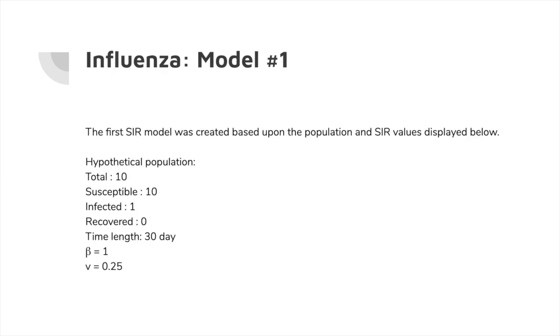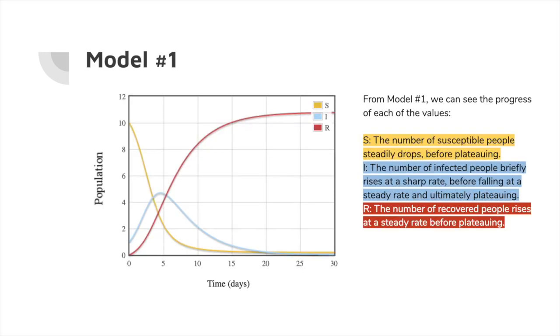And so the first model is based on this population and time length. Same as tuberculosis, the first model. And beta is 1 and V is 0.25. So from the first model, the number of susceptible people drops and plateaus. The number of infected people rises and then falls and then plateaus. And the number of recovered people rises at a steady rate and then plateaus.